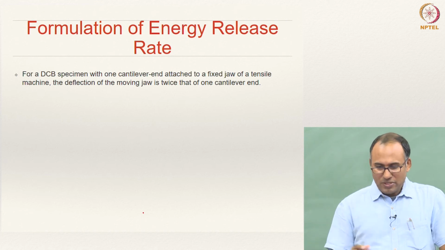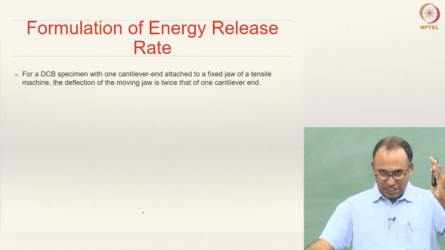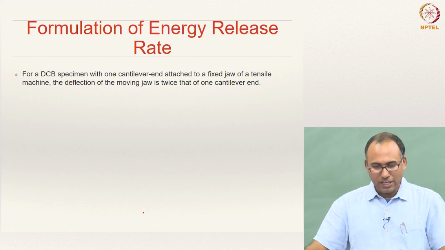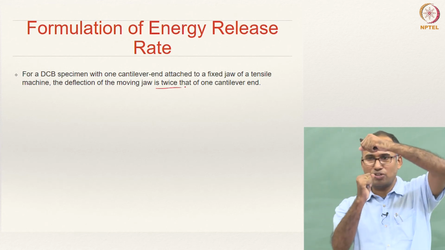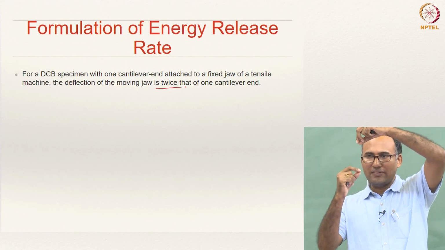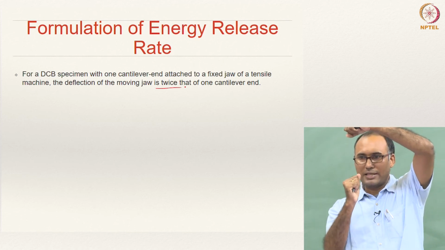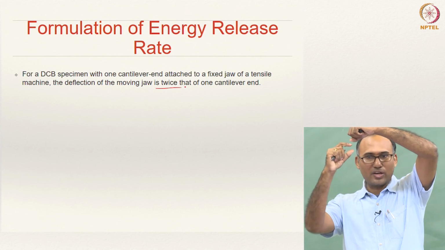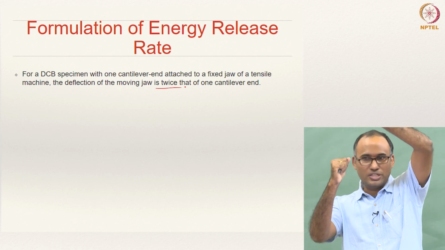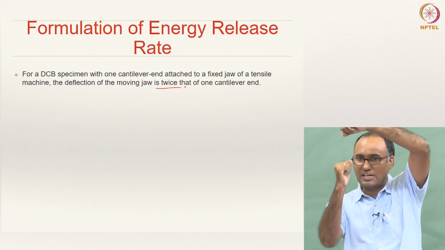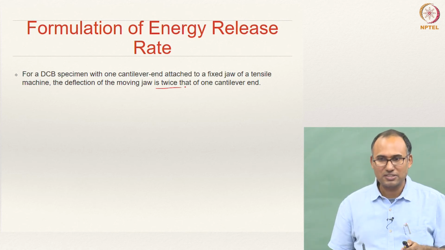So, for a DCB specimen with one cantilever end attached to a fixed jaw, that means the left hand side is fixed of a tensile machine, the deflection of the moving jaw is twice that of the cantilever end, right? Because you have double cantilever. You have fixed one end, the other end you are pulling. So the displacement we are talking about is twice the displacement, because you have two cantilevers. This is one unit, this is another unit, both of them are moving symmetrically. The total displacement is twice that of the single cantilever displacement.